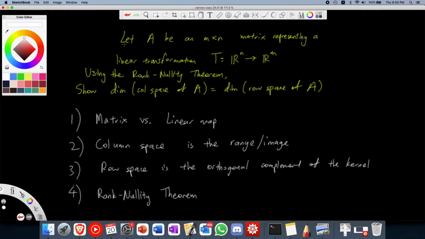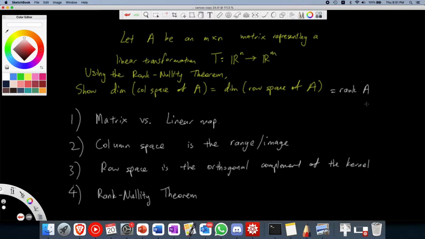Today I'll be going through some comments on linear algebra in the context of further math. I'll be going through some of these ideas, numbered 1 to 4 over here, and in so doing I'll be solving this question, which is showing that the dimension of a column space and the dimension of a row space are equal, and we know that's equal to the rank. So without further ado, let's jump right into it.